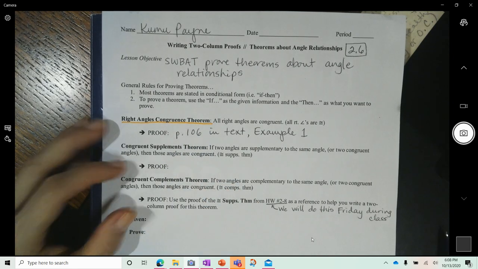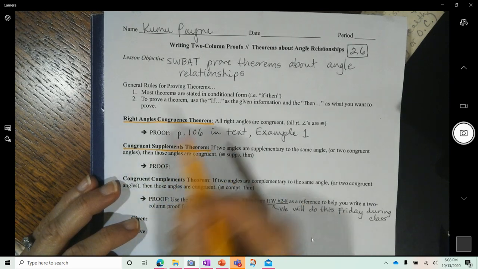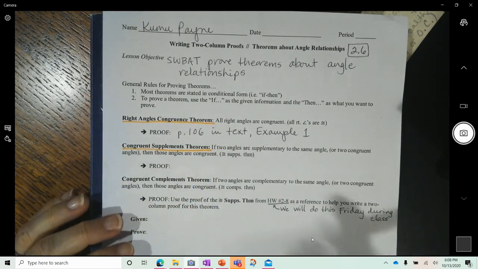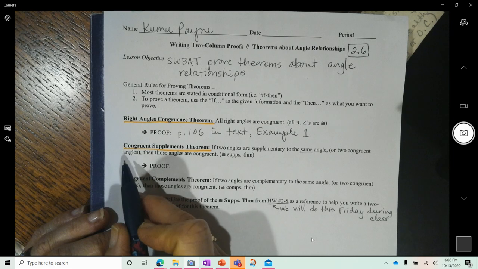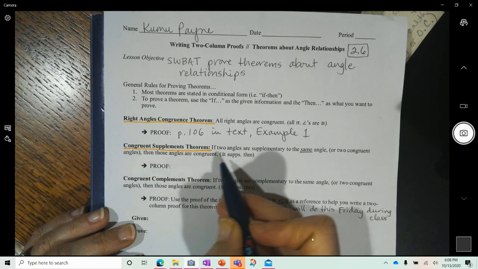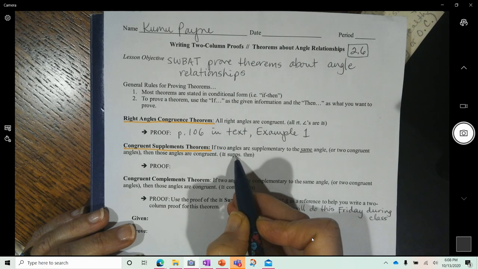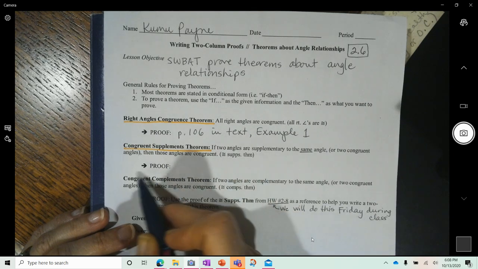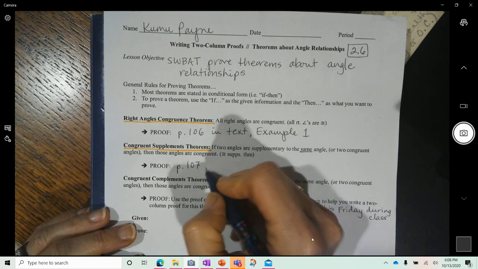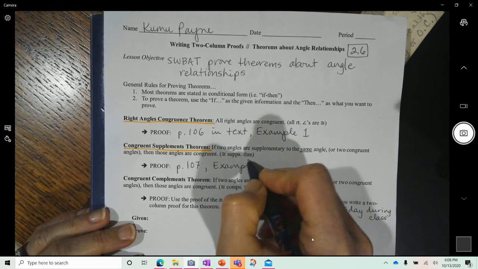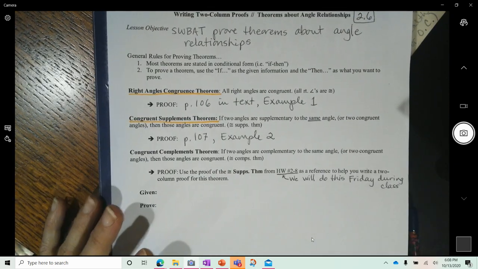The next one is the congruent supplements theorem. So let's read it. If two angles are supplementary to the same angle, or two congruent angles, then those angles are congruent. And so again, you can highlight it and abbreviate it like this, congruent supplements theorem. The proof here is on page 107 in your text, and this is example 2. Otherwise, we're going to assume that yes, this is what we have, and it's going to be true.